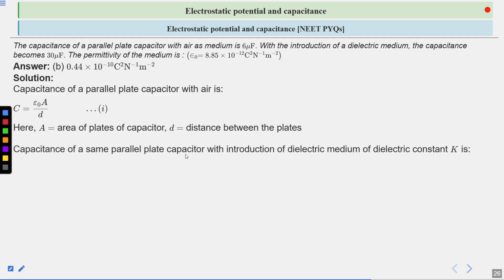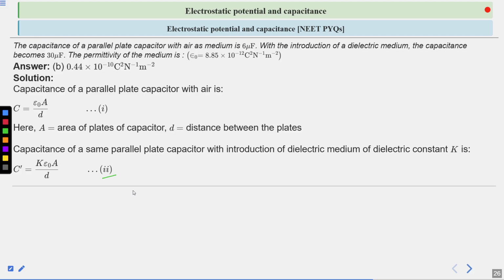Capacitance of the same parallel plate capacitor with introduction of a dielectric medium. When we insert a dielectric medium of dielectric constant K within its plates, then the capacitance is given by C dash equals K epsilon naught A upon D. Mark it as equation 2. Now we will see what K is, and what the permittivity of the medium is.